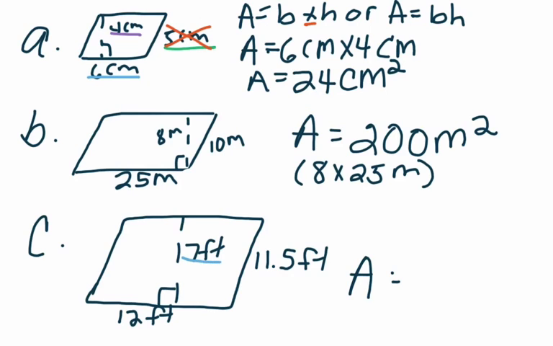This is 7 feet, not 17, so I just want to make sure you're aware of that. So the last one would be 12 times 7, which is 84. Our unit is feet squared. Okay, moving on. All right, what if you had a parallelogram like this?